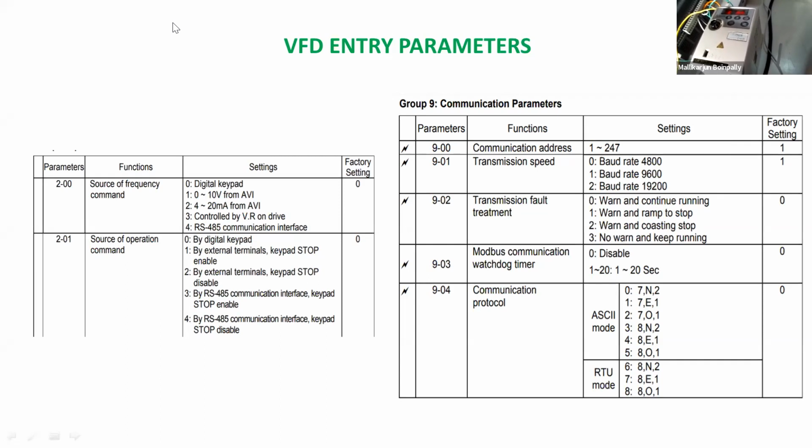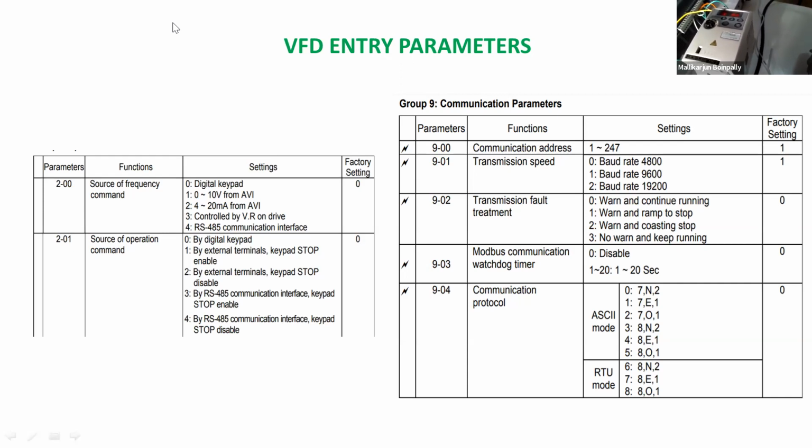Let's say, for example, in the Delta drive, 2-00 is for the source of frequency command. That means the frequency controlling should come from the drive and PLC communication only. That's why in 2-00 we have to select the RS485 communication interface. Go to 2-00 and enter 4, because 4 represents the RS485 communication interface.